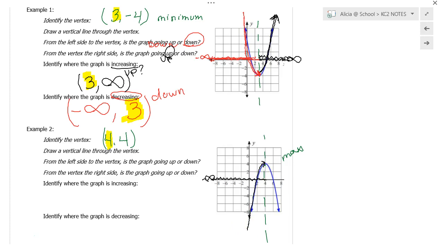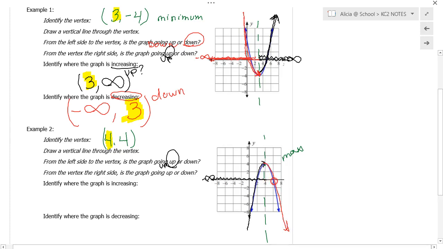Alright, so from the left to the vertex, the graph is going up. Right, we can also write that. I don't have much room there. From the vertex, so I'm starting at that x equals 4, to the right side of the graph, what is my function doing? Well, from my vertex here, as I follow my function, that is going down.